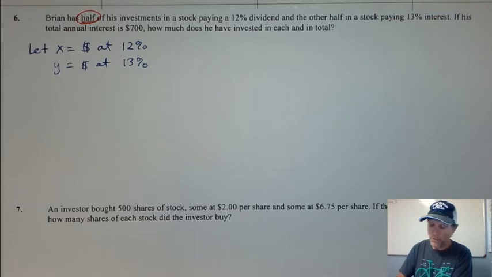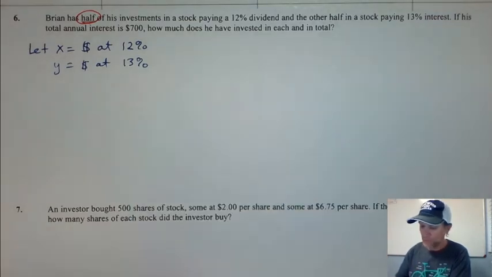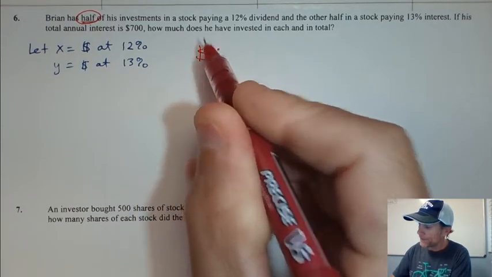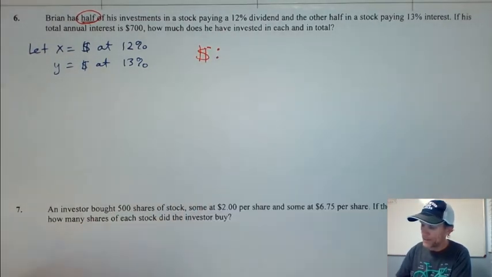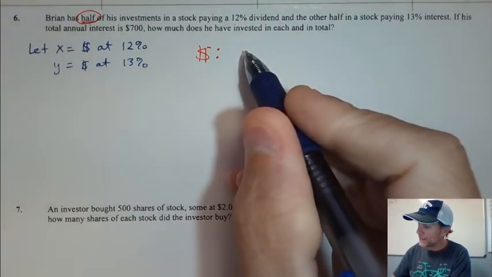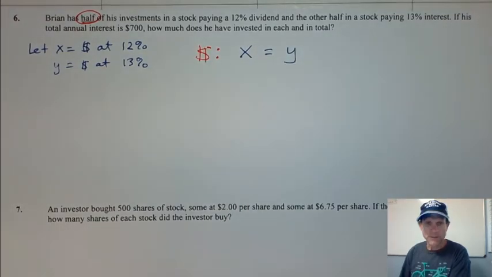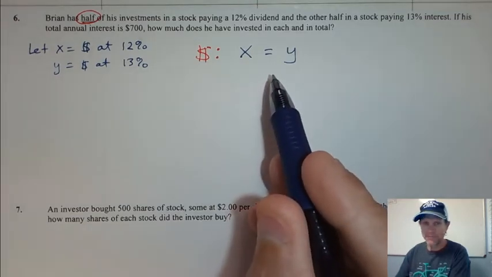And what we know, if that's the case, when we're talking about the money, is that the money in the 12% account equals the money in the 13% account. Because if half is in one account and half is in the other, those are going to be equal to each other. You think about 5,000 and 5,000. That would be half of 10,000. So this is the new piece of this problem.